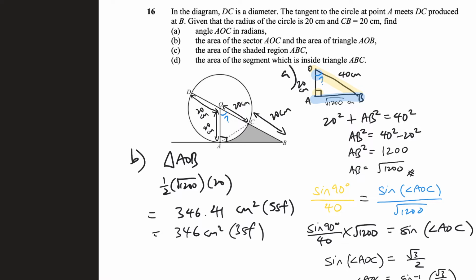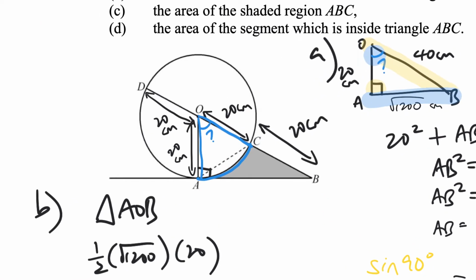Okay, and then now I want to find the area of the sector AOC. So it's not the triangle, okay? It says sector, so I'm trying to find really this entire sector, this area, AOC. The good news is that I already found this mystery angle. It's no longer a mystery.